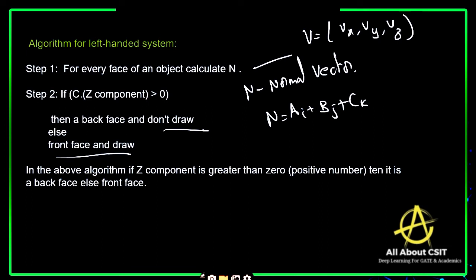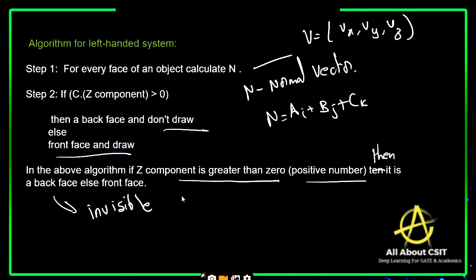If it is greater than 0, then it is a back face. Don't try to draw that. Just remove, clip that part. Else go with the front face and draw. In the above algorithm, if the z component is greater than 0, a positive number, then it is a back face. Back face is nothing but the invisible part. Else it is a front face.